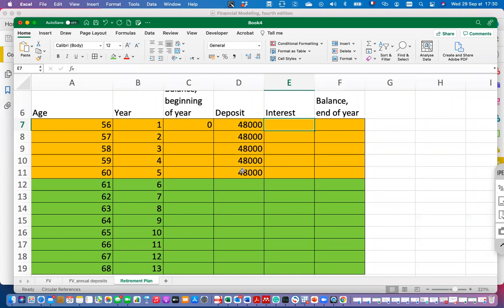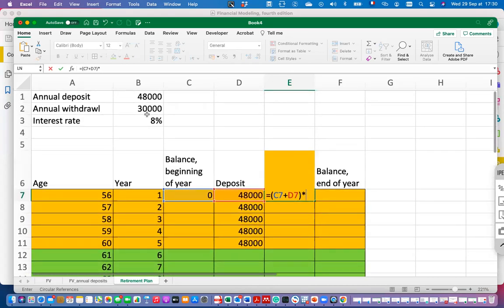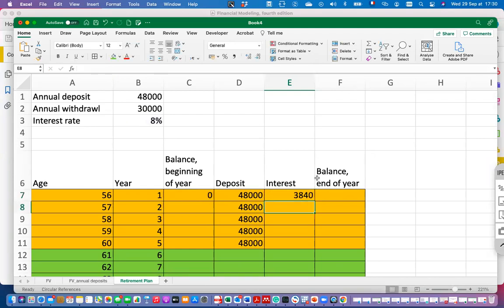So everything is okay? Yes. Now the interest. So we do the same thing we have done in the previous table. Interest is computed on the balance at the beginning of year. So I open the parenthesis, balance at the beginning of year plus annual deposit, close the parenthesis, times interest rate, and once again the dollar sign. C7 plus D7 times the interest rate.